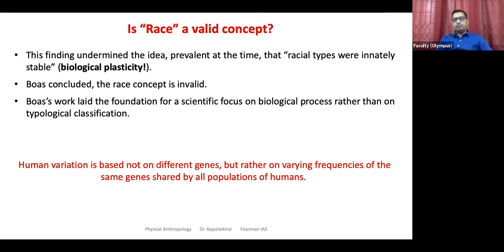So he was trying to prove whether this cephalic index, which is taken as a reference point to differentiate races, is a fixed entity or is changing. His findings clearly undermined the idea, very prevalent at his time, that racial types were innately stable, because people thought racial types were innately stable. But his studies pointed out that they are not stable, they are variable. There is enough biological plasticity in our body. So we are not fixed entities. Whether you see it in terms of evolution or in terms of the race concept, they are not fixed.